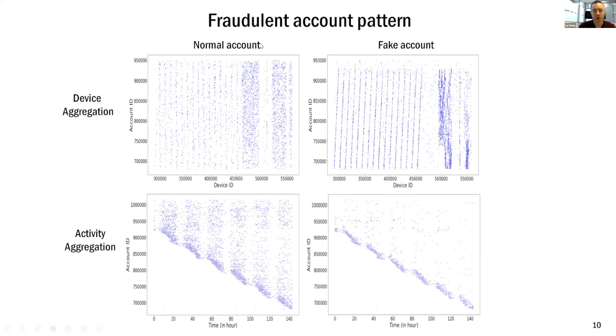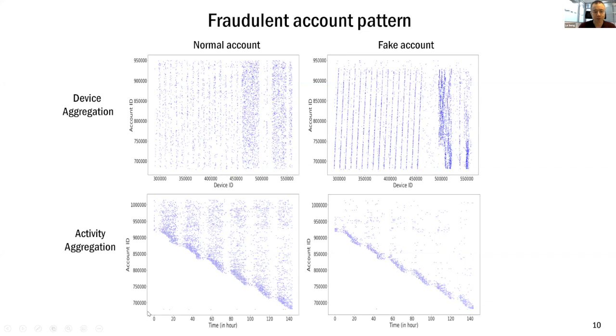What I'm showing in the left column is the behavior of normal accounts. The horizontal axis plots the device ID, and the vertical axis is the account ID. If that particular account has ever logged into a particular device, then there is a dot here, right? The data has been sorted such that it looks like there are some stripes here, but for most normal accounts, they log into random device numbers.